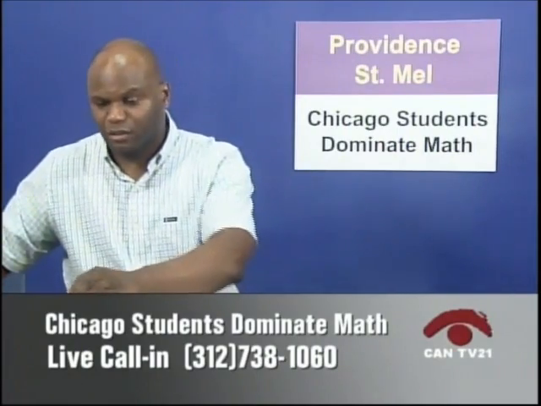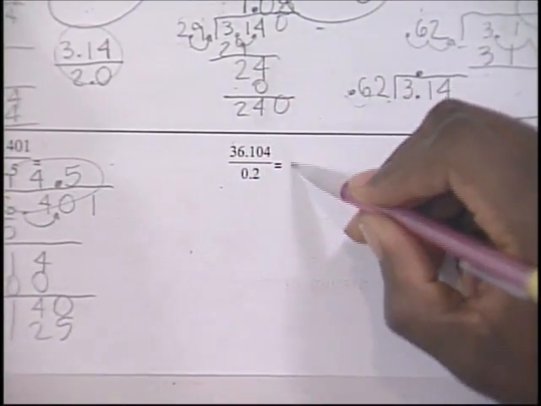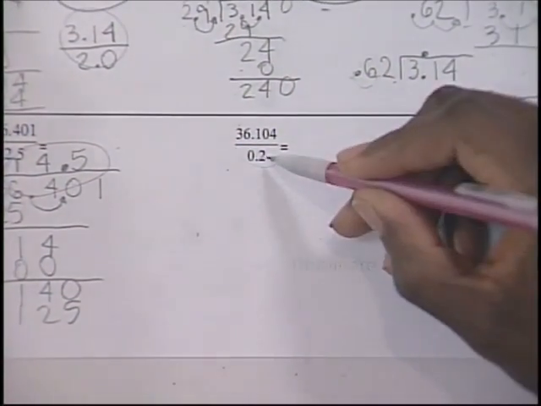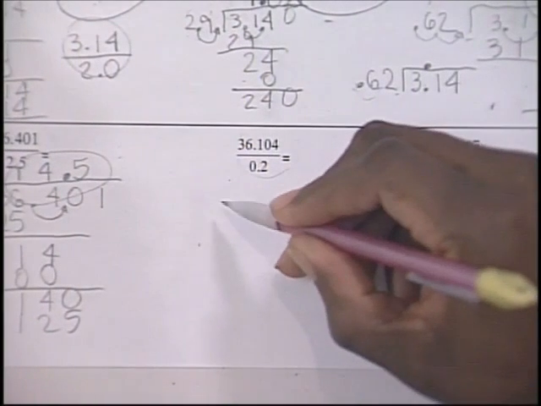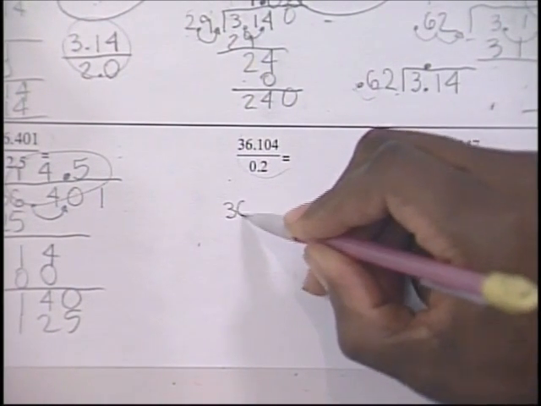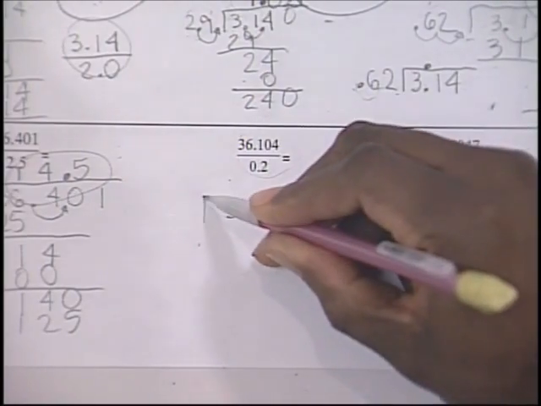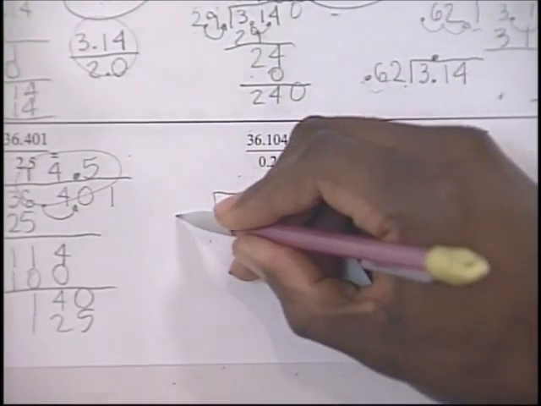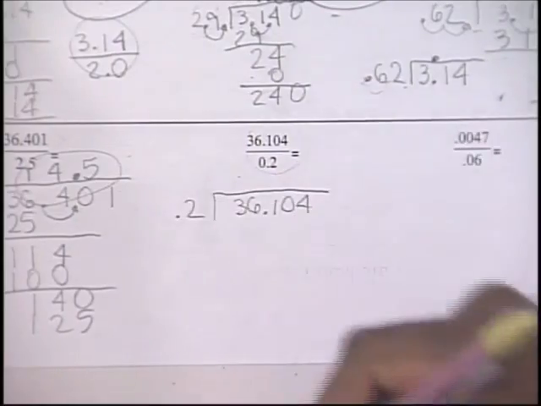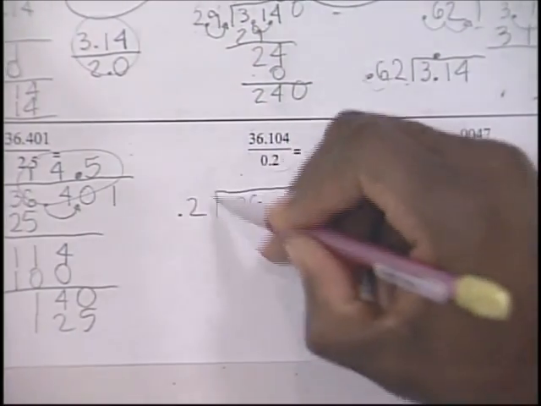All right, so let's take a look at another problem. We've got 36.104 divided by 0.2. The dividend is 36.104, and we're going to divide by 0.2. And again, that's not a whole number.